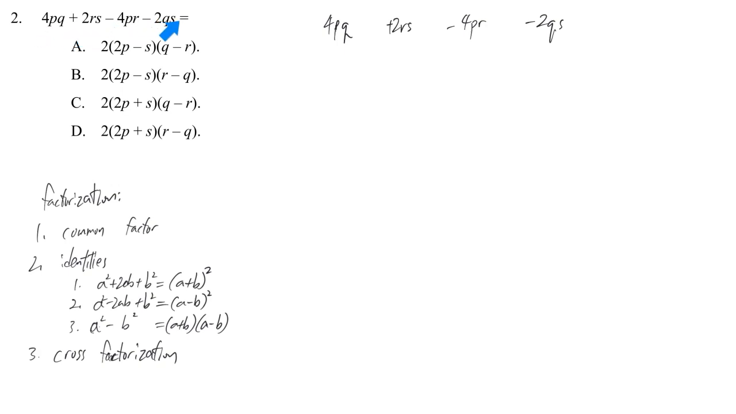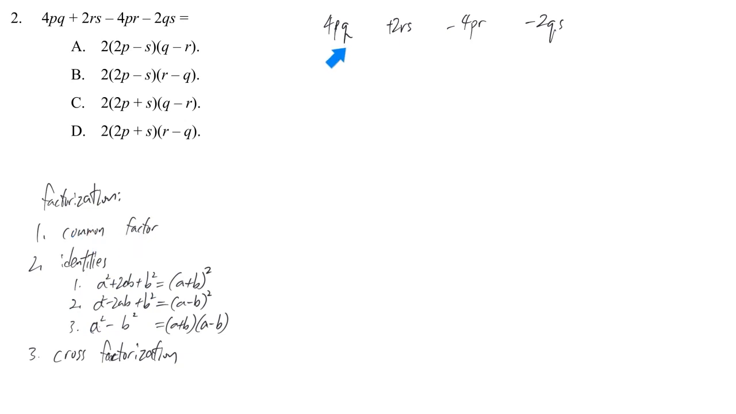To factorize this expression, we have to change it to something times something times something format. So we'll consider the common factor first. If not, then we consider identities or cross factorization. We don't find any square term here, so it may not be very effective to consider identities. We should think about common factor.